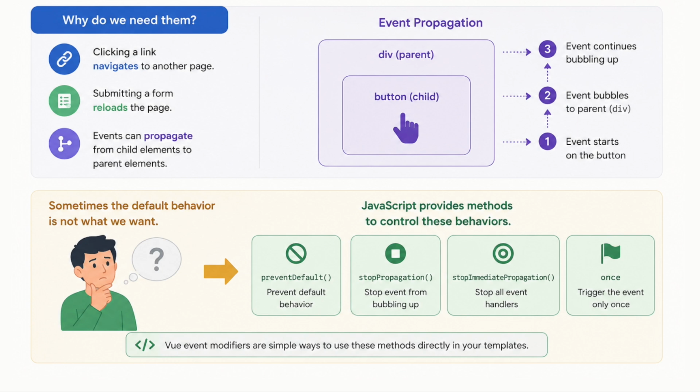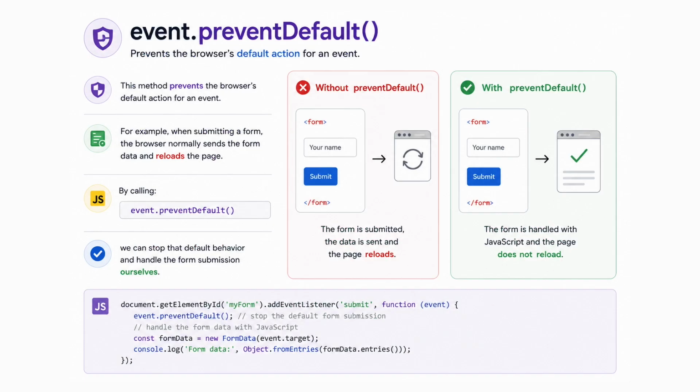JavaScript provides methods that allow us to control these behaviors. The first one is event.preventDefault. This method prevents the browser's default action for an event. For example, when submitting a form, the browser normally sends the form data and reloads the page. By calling event.preventDefault, we can stop that default behavior and handle the form submission ourselves.